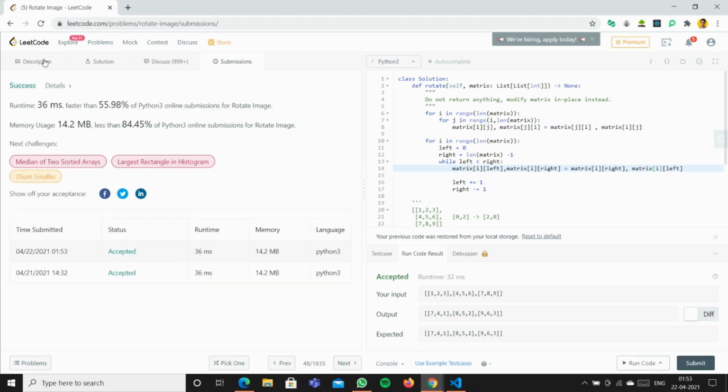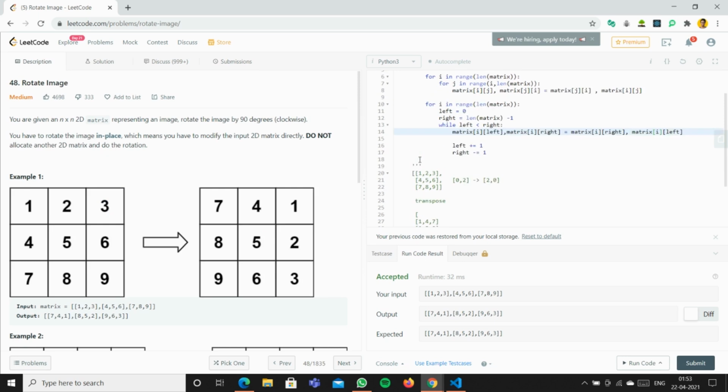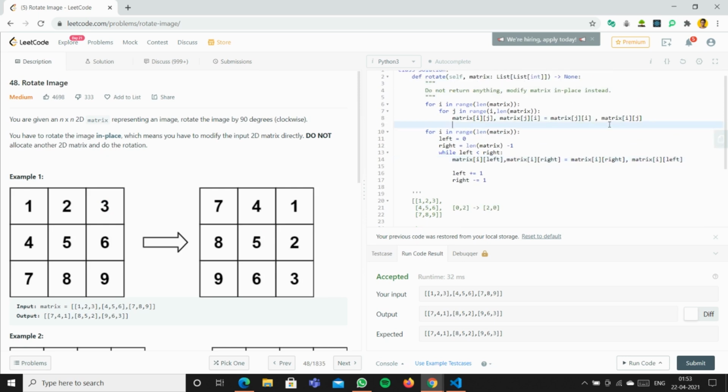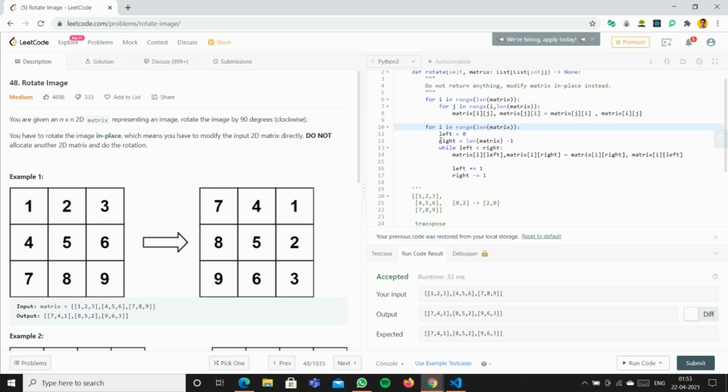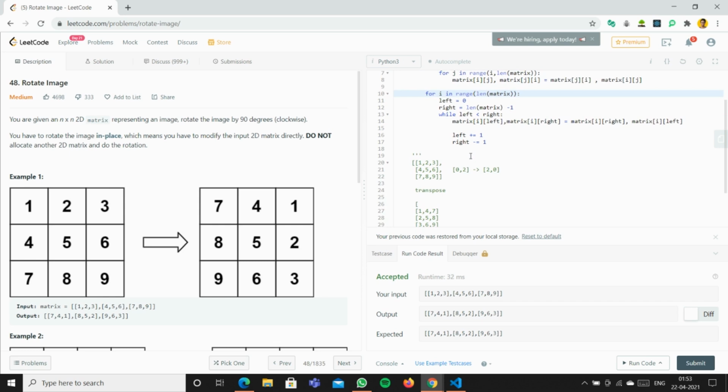So what we're doing is, in this double for loop over here, we're basically making the transpose of the matrix. In the second portion of it, we're assigning left equal to 0 and right equal to length of matrix minus 1. The length of matrix is 3, so the length of matrix minus 1 will be 2.